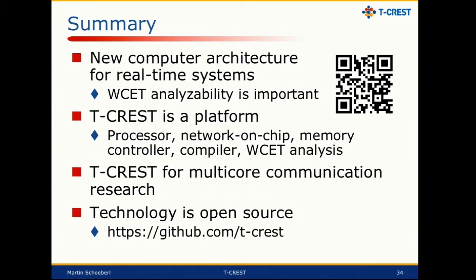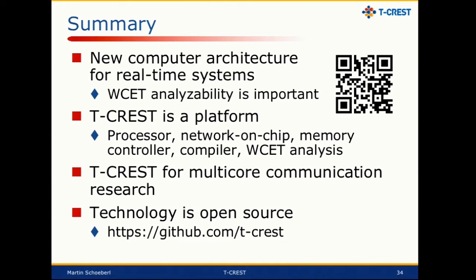So as a summary, I think we need new computer architectures for real-time systems, for time-predictable systems, where the WCET analysis and/or repeatable timing, which is more your direction, is important. Average case performance not so much. And the T-CREST thing is not just a processor, it's a kind of a platform. With the processors, with network on chip research, it was actually the most action during the 3 years was on the network on chip. We had some work on memory controllers, compiler, WCET analysis.